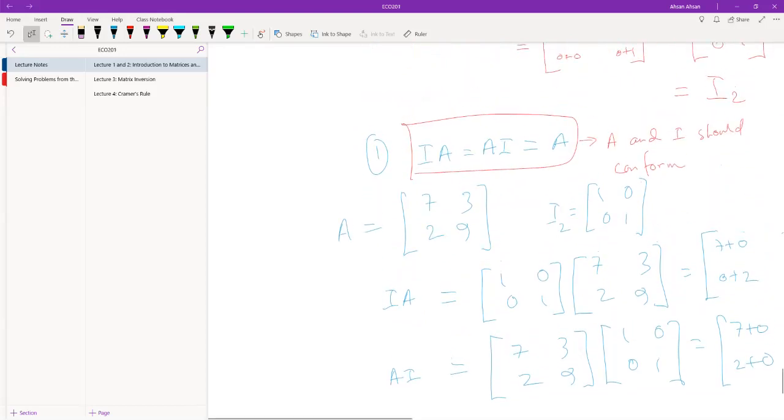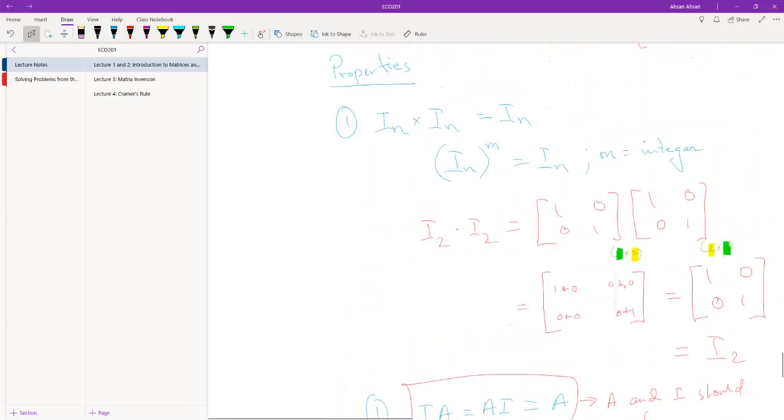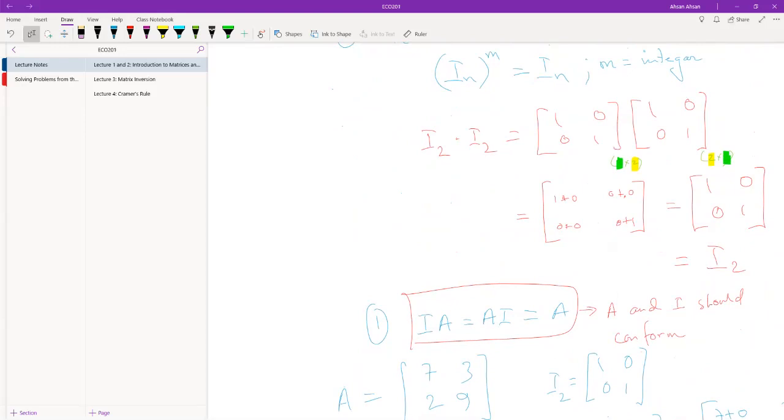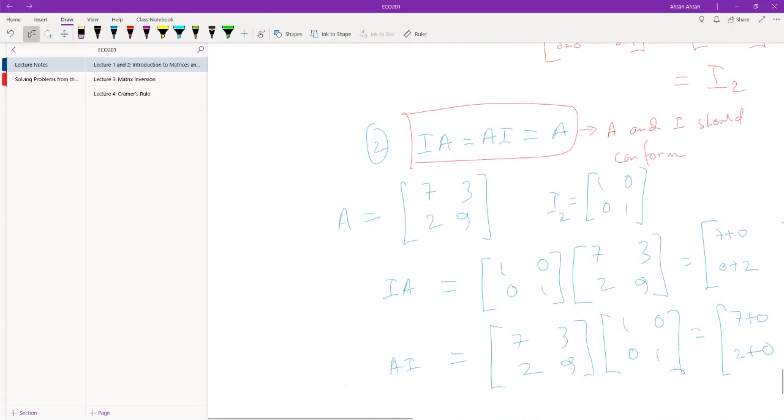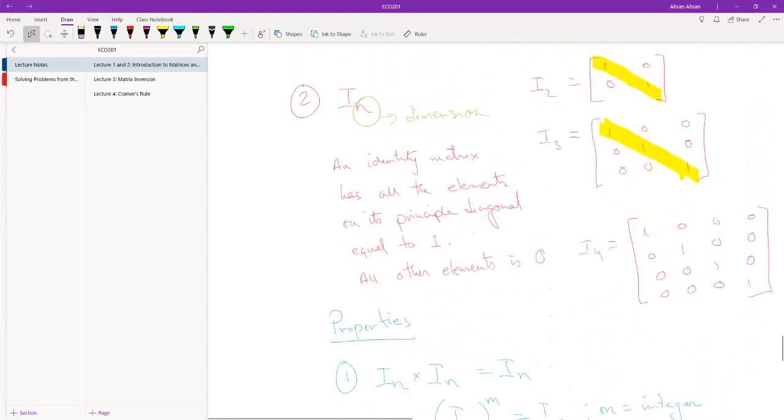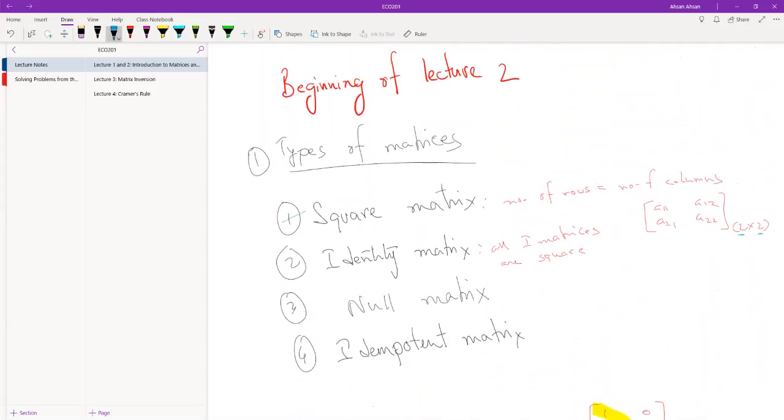Okay, so we've looked at two features. So this is the second one. And okay, that's it. So we've looked at square matrix. We've looked at identity matrix. Now let's come to null matrix.